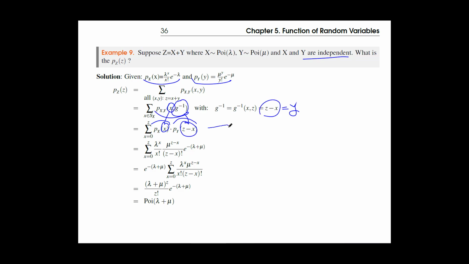From here down is algebra. You're not required to know this. It'd be good, but it's not something that you would lose points from. Now, what's nice about this algebra is that it shows you that the sum of these two is a Poisson random variable with the sum of their rates. So now you know why the sum of two Poissons is Poisson.